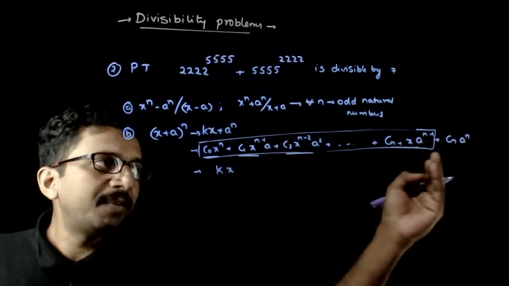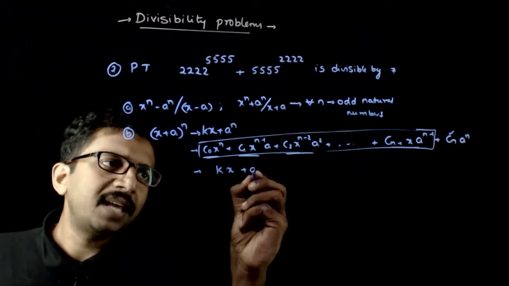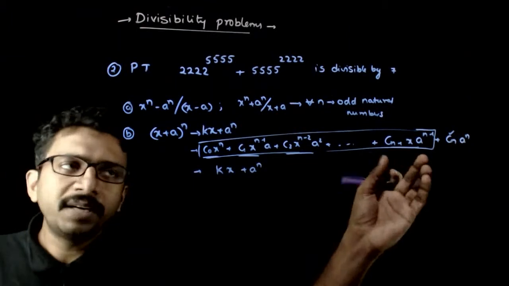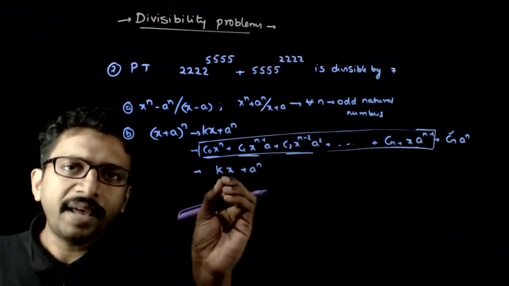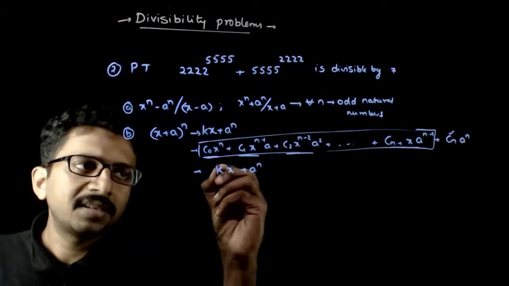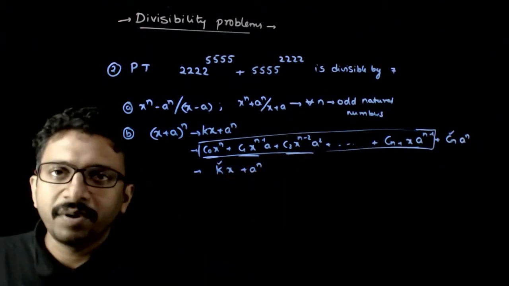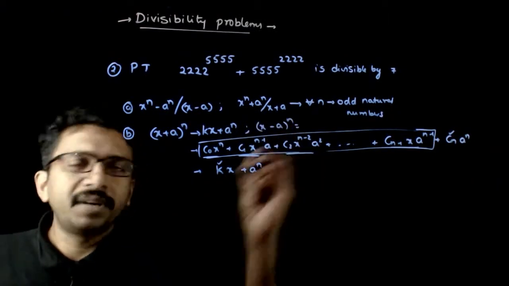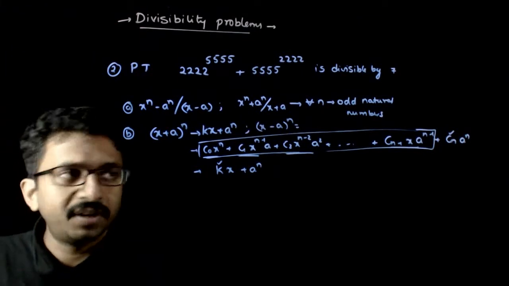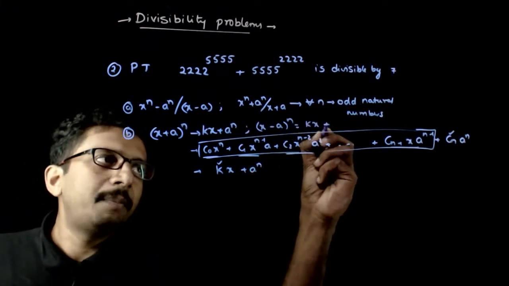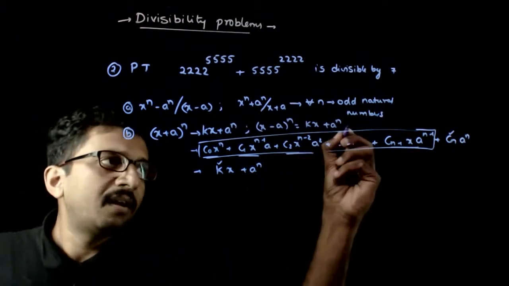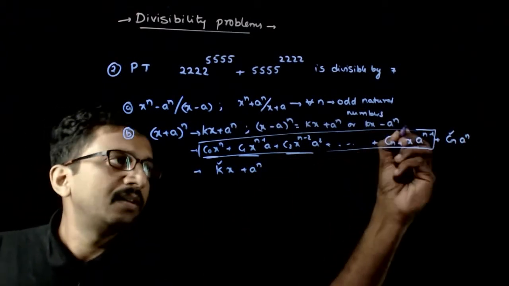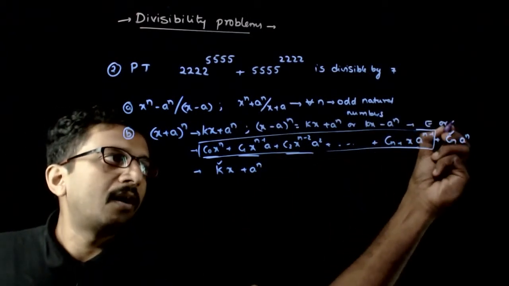And what is the thing that is remaining? Cn is 1, so a power n. So all the terms from the first term to the penultimate term are divisible by x. So all of them combined can be written as some k times x, and the last term is a power n. Similarly, (x minus a) whole power n can be written as k times x plus a power n if n is even, or kx minus a power n if n is odd. So depending on whether n is even or odd respectively.